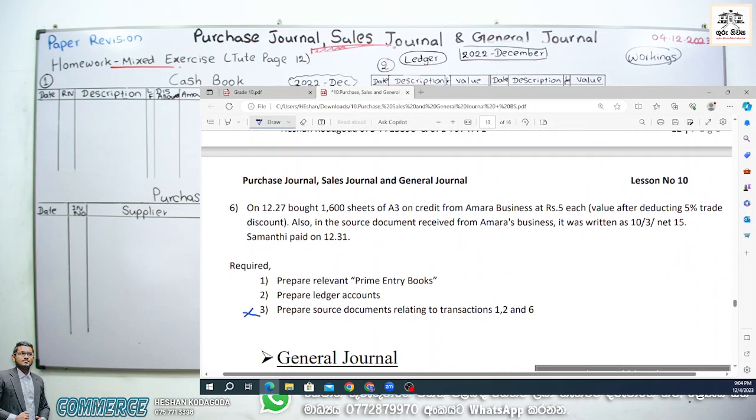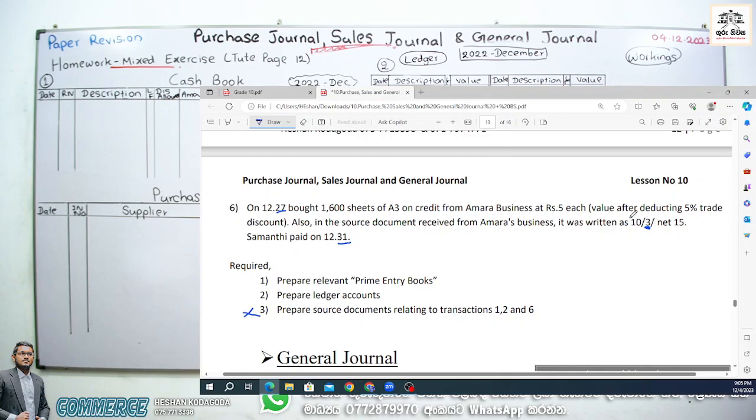Now the other. On December 27th, bought 600 sheets of A3 on credit from Amara Business at 5 each, value after deducting 5% trade discount. Also in the source document received from Amara's Business, it was written as 10/3 net 15. Samanthi paid on 31st. Bought on 27, paid on 31st, which means after 4 days, right? After 4 days. Now, who is eligible for the cash discount? We need to pay before 3 days.